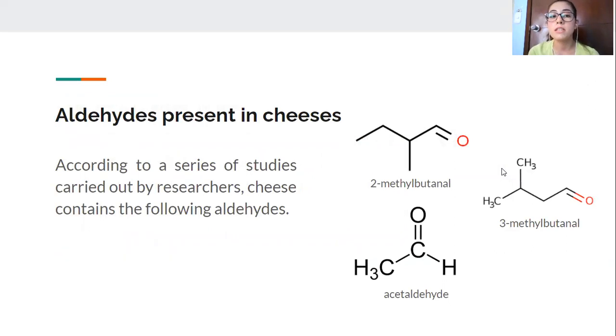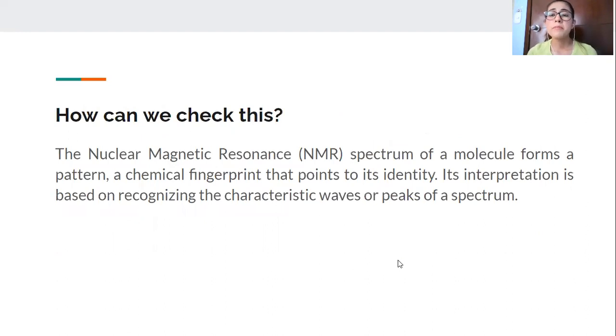According to a series of studies carried out by researchers, the vast majority of cheeses contain these following aldehydes: 2-methylbutanal, 3-methylbutanal, and acetaldehyde. This is almost a rule. Well, we can verify this information with the nuclear magnetic resonance method. The nuclear magnetic resonance spectrum of a molecule forms a pattern that points to its identity, and its interpretation is based on recognizing the characteristic waves or peaks of a spectrum.